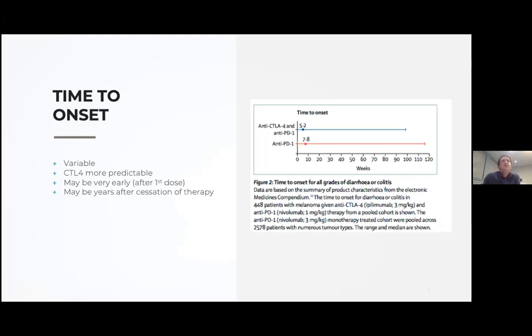If a patient's had a single dose of an immune checkpoint inhibitor and they present with profuse diarrhea or a colitis type picture, then you should have a high index of suspicion, in addition to, obviously, a broad view, but this is part of the differential for cause.